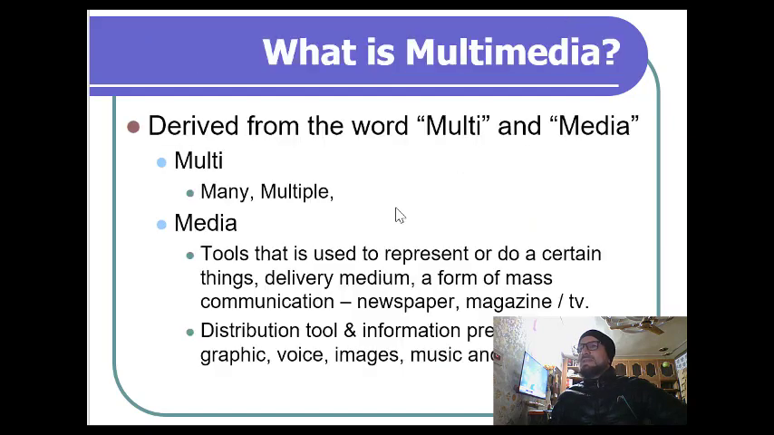Dear students, welcome all to yet another topic, which is multimedia, an introduction to multimedia. So what is multimedia? It's two words actually. One is multi and another is media. So multi, when I say it anywhere in the world, means many or multiple.